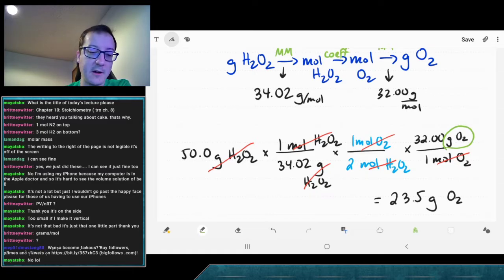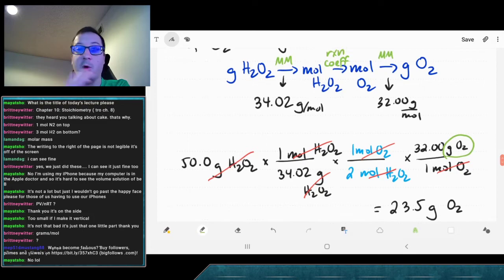So we see here the only new thing for us is that part in light blue. That is our reaction coefficients. That is the only new thing that we're using here for our unit conversions.